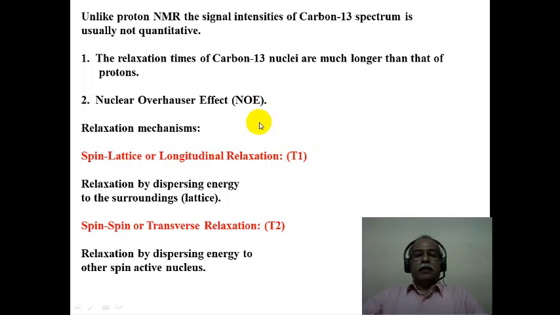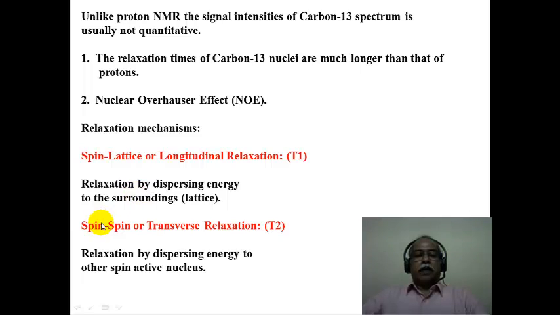There are 2 relaxation mechanisms by which the excited carbon spin comes to the ground state. One is by spin-lattice relaxation or the longitudinal relaxation, and the relaxation time is given the symbol T1, and the relaxation essentially takes place by the dispersion of energy to the surroundings, which is the lattice. It could be solvent or the surroundings.